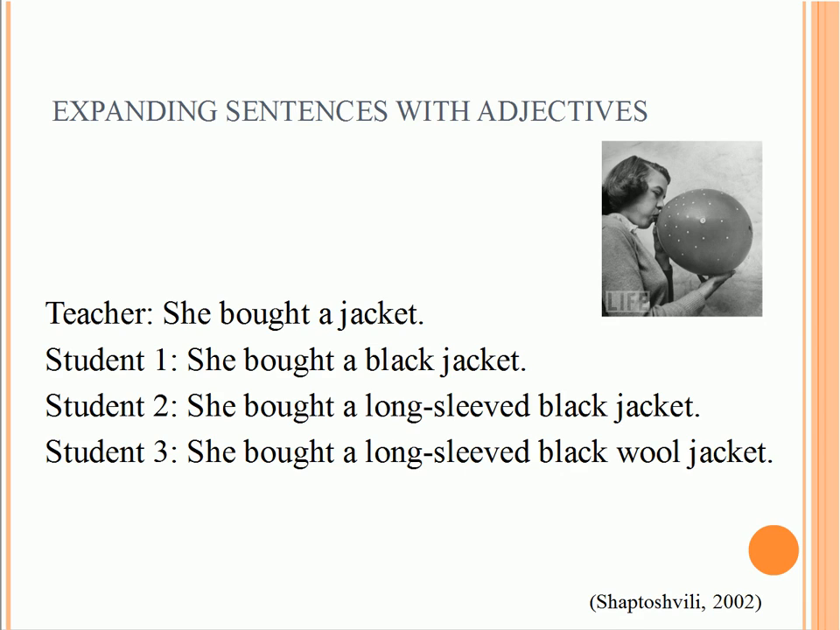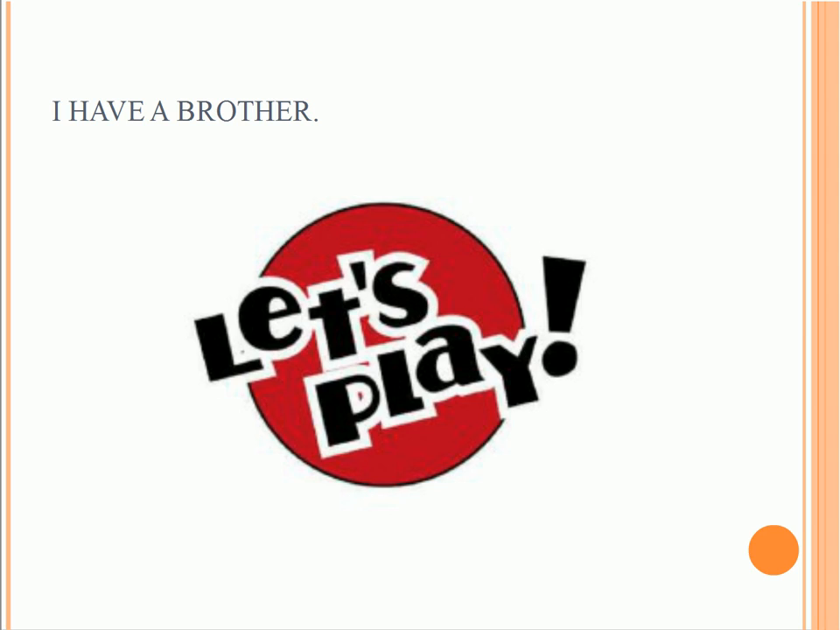So let's try playing this one real quick. All right, here's my sentence. I have a brother. So try to be nice to my brother with your adjectives. But if you're not, that's okay. You can have a little fun as well if you want. I have a brother. How can you add some adjectives to make this sentence nice and long? Any attempts out there?